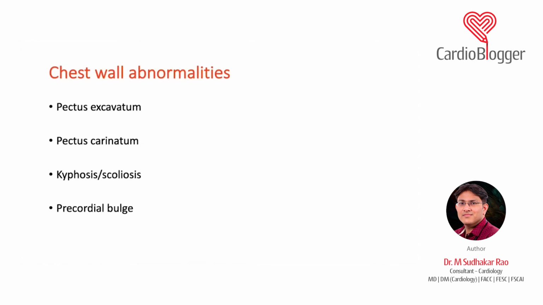Then we have the precordial bulge. We know a precordial bulge suggests chamber enlargement before the fusion of the costochondral junction. So the precordial bulge is an important finding seen in many congenital conditions, because the chamber has enlarged before the fusion of the costochondral junctions.